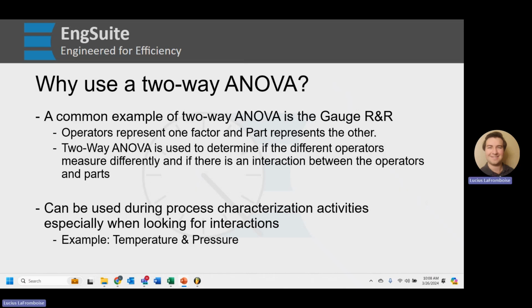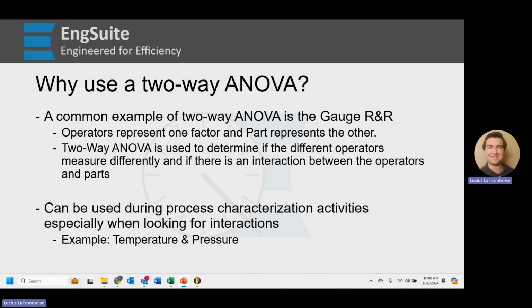So why would we use a two-way ANOVA? Well, a common example of a two-way ANOVA is the gauge R&R. Operators represent one factor and parts represent the other. The two-way ANOVA is used to determine if the different operators measure differently and if there's an interaction between the operators and parts. We'll get more into that when we get to the gauge R&R.